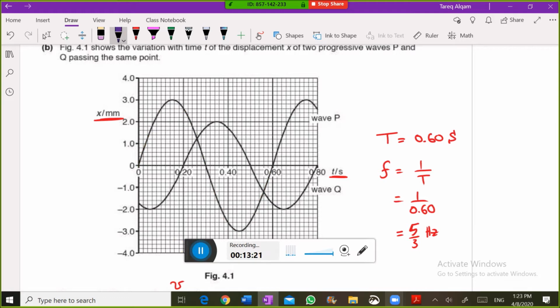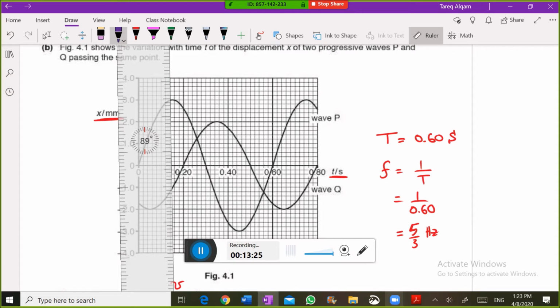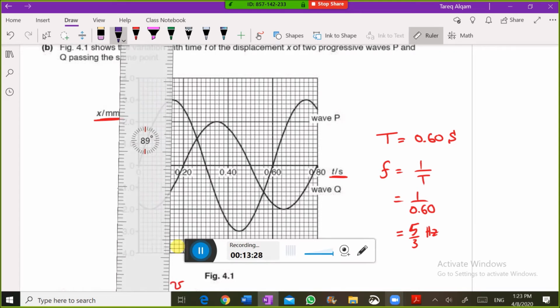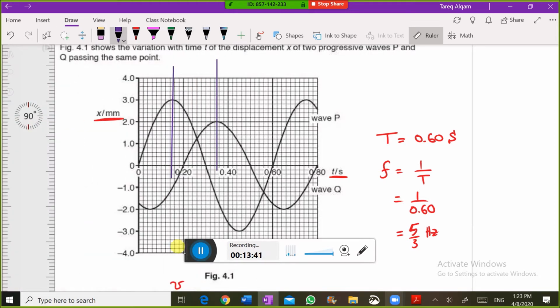Let's consider a crest with a crest. This crest with this wave P, with the crest with wave Q. This is the shift in time, okay, between these two peaks. Clear?